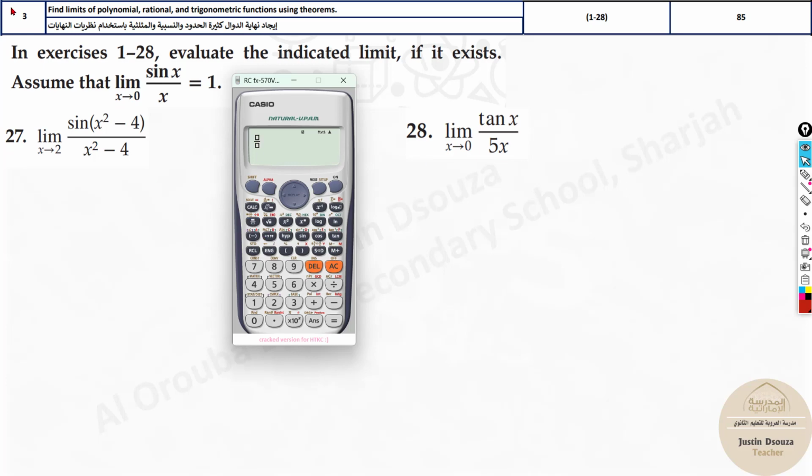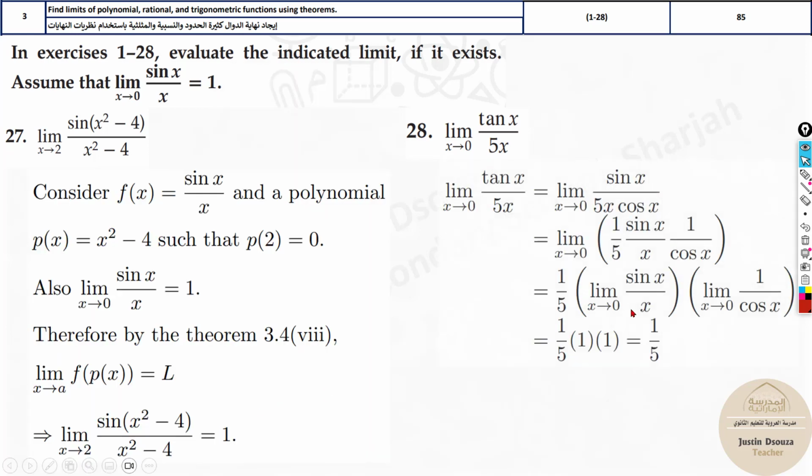The last problem in this topic, number 3, it's tan of 2x divided by 5x. And now what we do is just substitute 0.0001 instead of 0, and the answer is 0.2. Let me substitute again over here as negative 0.0001, and the answer is negative 0.2. So here it was 1, here it's 1/5. 1/5 is 0.2, and that's how we solve these problems.